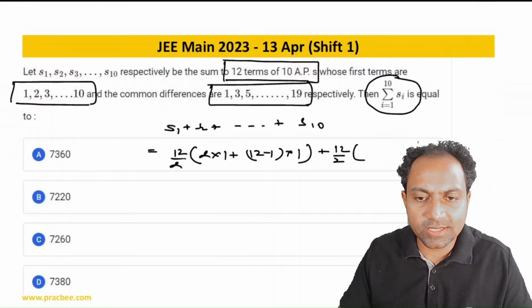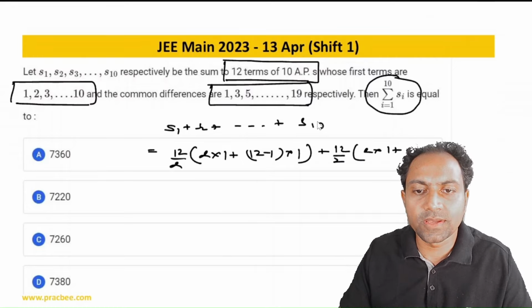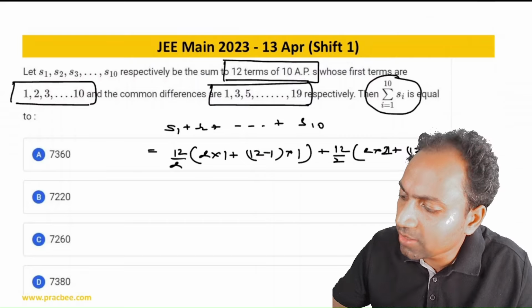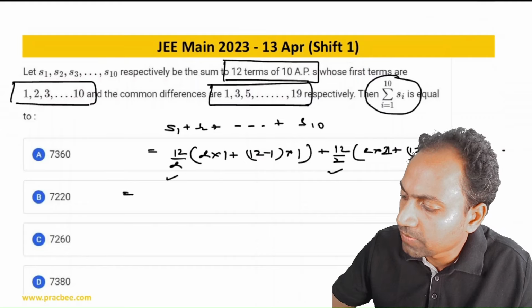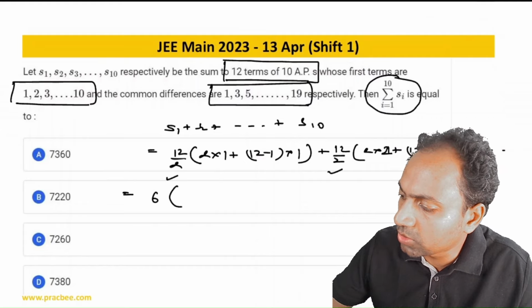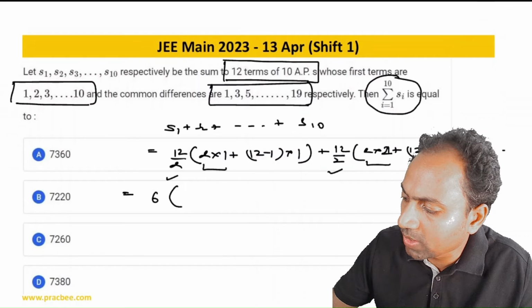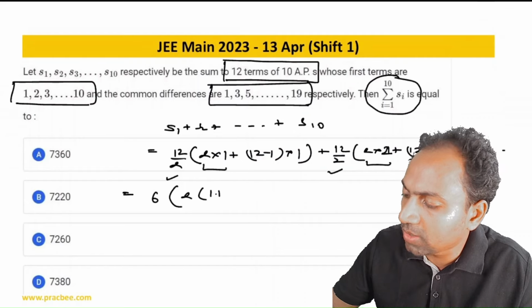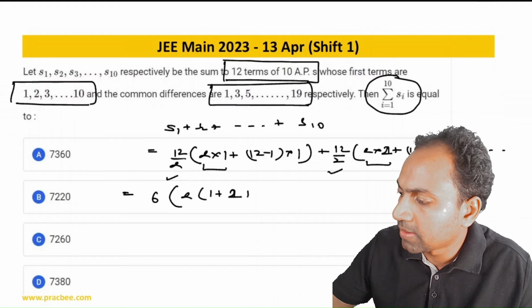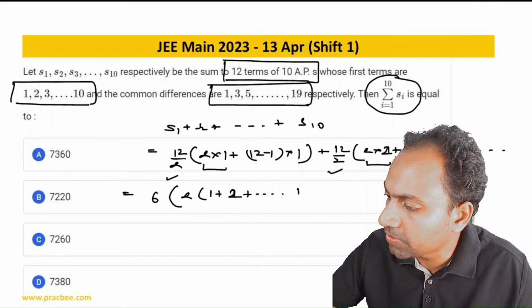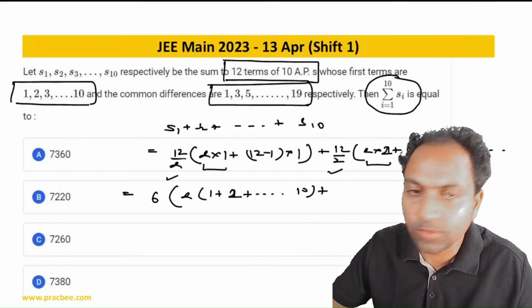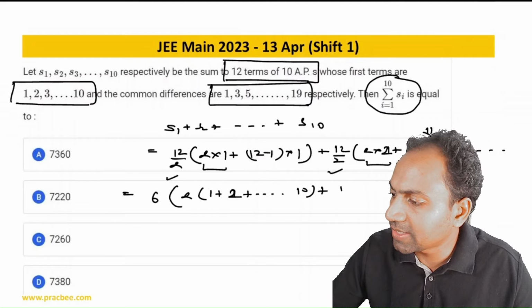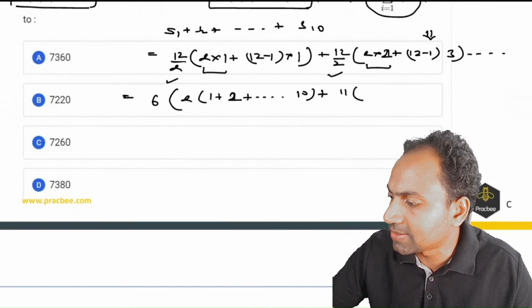If we keep on doing this, what you can observe here is that, in this specific case, I can take a lot of terms common, like 12 by 2, or 6, can be taken as common. If I do so, what will be left inside? In these terms we can also take 2 common, and what will be left is 1 plus 2, the sum of all the A's that are there up till 10, plus (n minus 1) by 2. This term you can also observe will come as 11. Let us also take this common. And if I take this common, I can again get the sum of all the D's that are there up till 10.